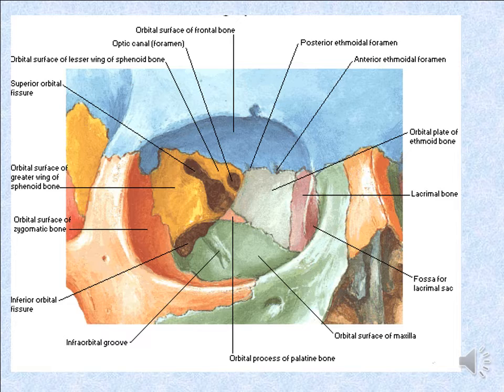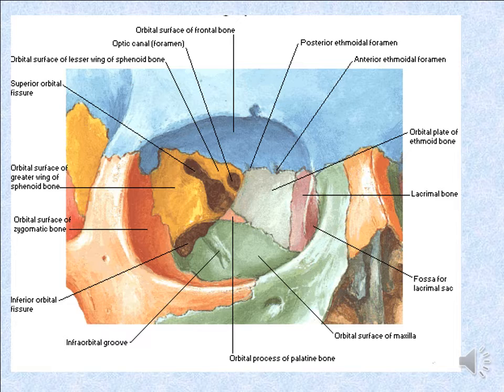The lateral wall of the orbital cavity is formed from anterior to posterior. First, the orbital surface of the zygomatic bone and the zygomatic process of the frontal bone form the lateral wall, and then the orbital surface of the greater wing of the sphenoid bone.